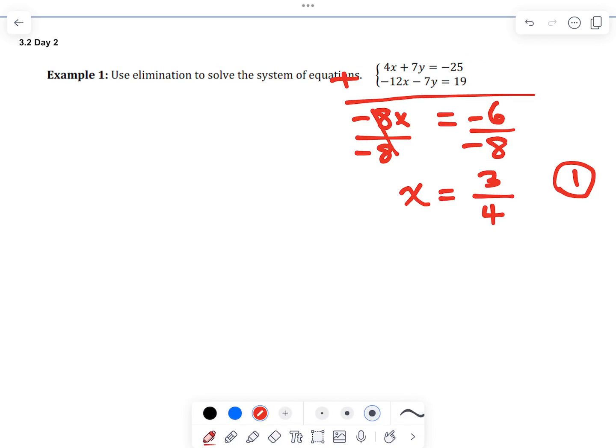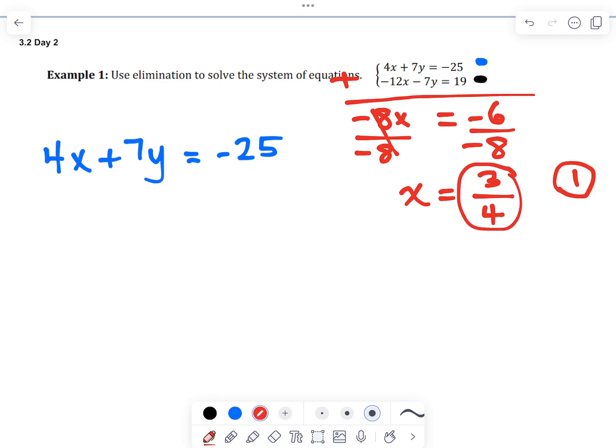You can substitute this x equaling 3/4 in either the top equation or the bottom equation. It doesn't matter. You're trying to find out what the y coordinate is. So I'm going to go ahead and substitute into the top equation, 4x plus 7y equals negative 25. We take this 3/4 and substitute it in for x, and then we'll just be left with the y value.